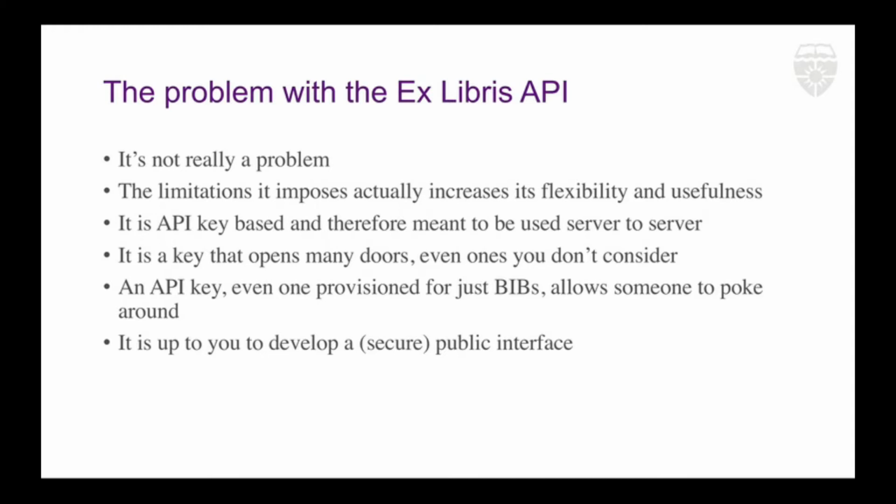It's API key based and therefore meant to be used server to server. It's like a password. It is a key that opens many doors, even ones that you don't consider. I'm sure nobody knows that most library staff have access to that door for some reason. An API key, even one provisioned for just bibs, allows somebody to poke around. Again, bib records have user information in them if you slap that slash loans on there. So it's up to you to develop a secure public interface.